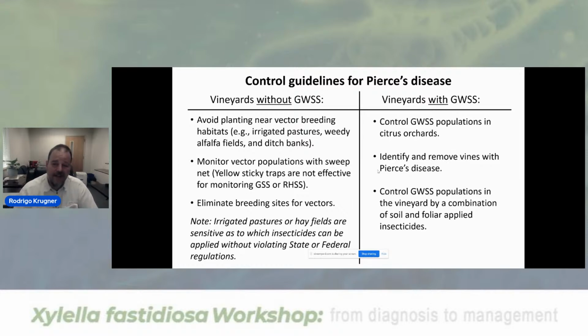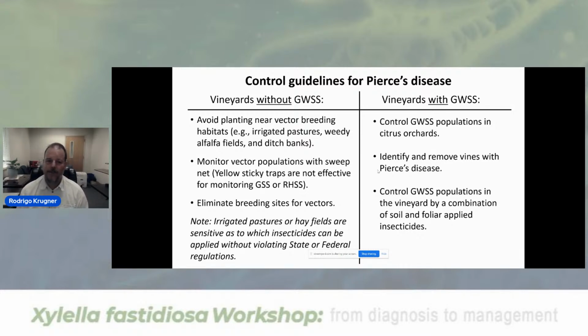Eliminate breeding sites for vectors. If it's not a commercial operation next door, they can probably go in and remove some of the plants that the vectors can use. There's some limitations though. If the vineyard is located next to a pasture or alfalfa field, we cannot treat those with insecticides, or at least it's highly regulated by the state what kind of chemicals can be applied to those crops because it's going to be used as feed for cattle.